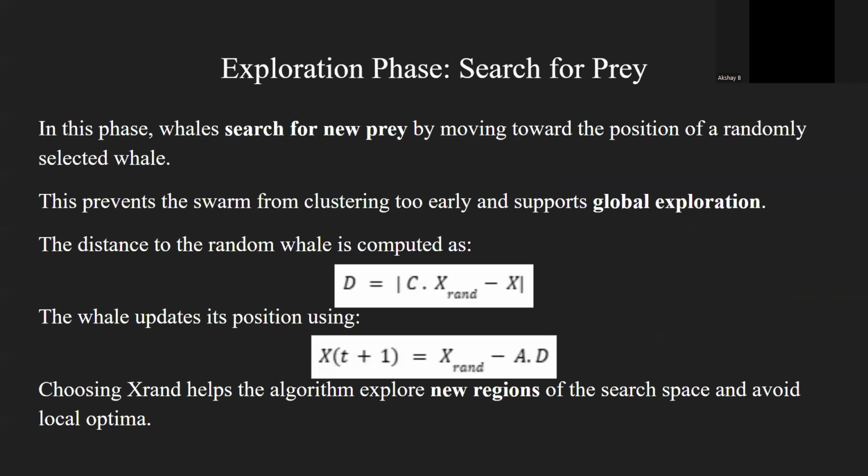So we're going to talk about the exploration phase. When the algorithm is exploring, the whales stop moving towards the best whale. Instead, each whale moves towards a random whale in the population. This is important early in the run because it forces the algorithm to check far and wide in the search space. It keeps the search broad and increases the chances of finding a better global optimum.